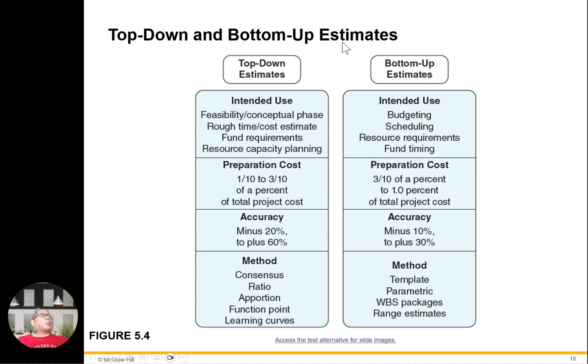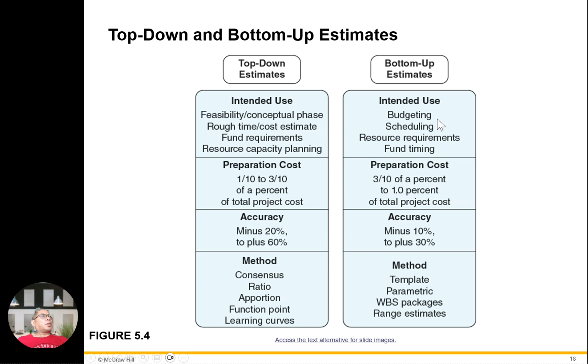In the top-down approach versus the bottom-up estimate, there are two different approaches. Okay, so let's look at the top-down first. Intended use such as feasibility, rough time, cost estimate, fund requirements, and resource scarcity planning. In terms of preparation cost, 1/10 to 3/10 of a percent of total project cost. Accuracy, minus 20% to plus 60%. Method: various methods, consensus, ratio, portion, function, points, learning curve.